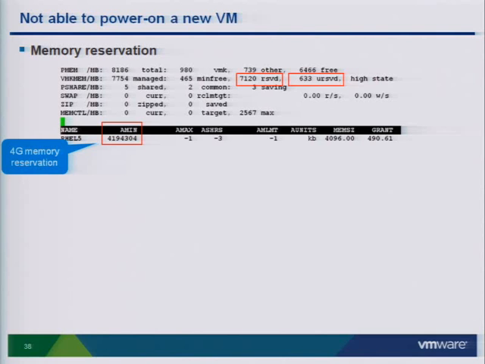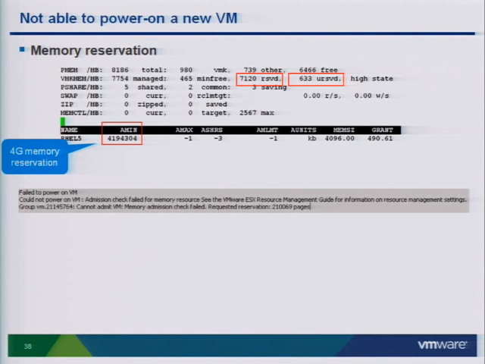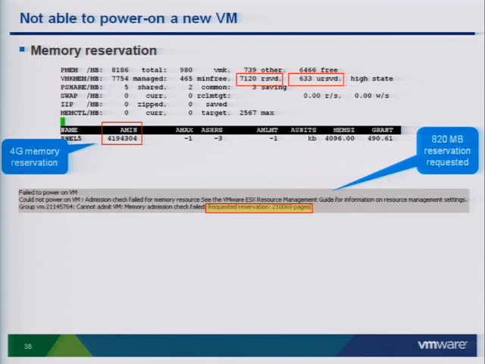Now, ideally, under this scenario, I should be able to power on a new VM, let's say a 512 meg VM, and I can set full reservation on the VM, and the VM should be able to power on because I should have 633 megabytes of unreserved memory, right? But the VM power on fails. It fails with an error message saying the requested reservation is some number of pages. Now, if you do the math, you multiply the pages by 4 KB page size. That amounts to 820 megs. So why would a 512 meg VM with full reservation need 820 megs of reservation? Any guesses?